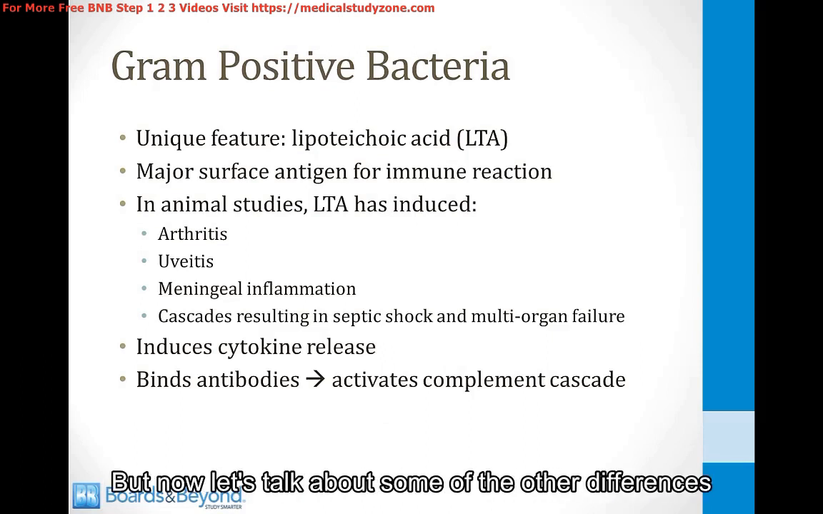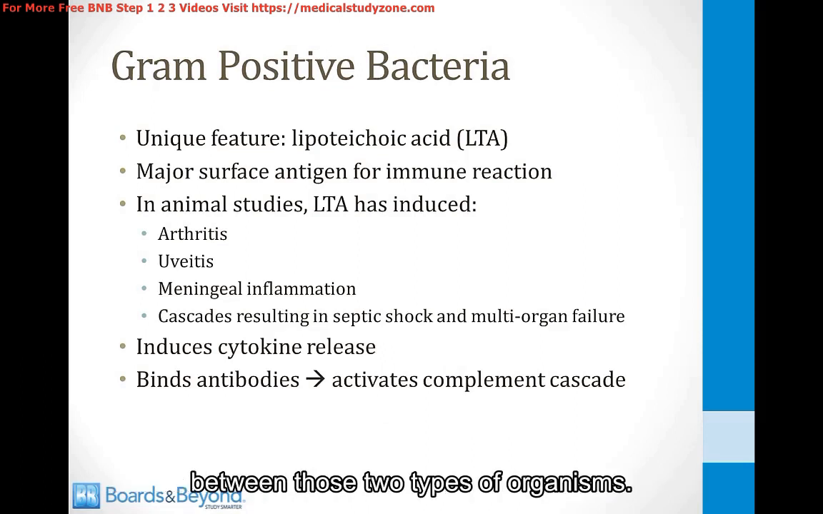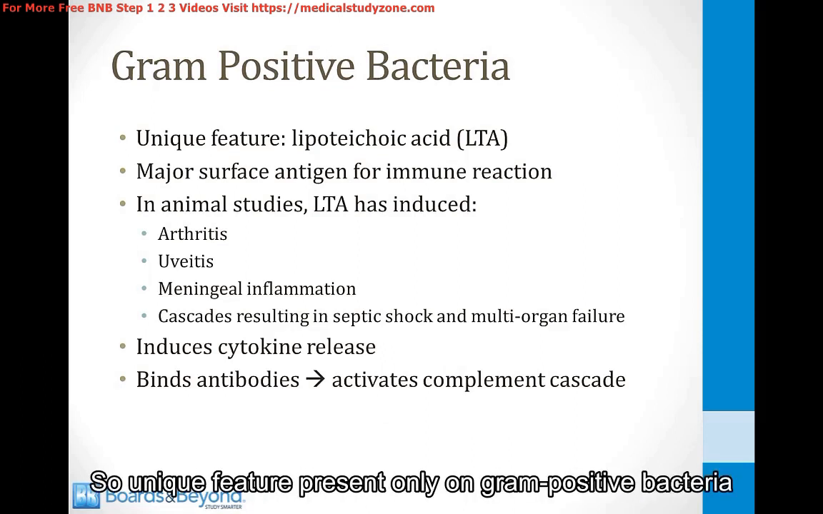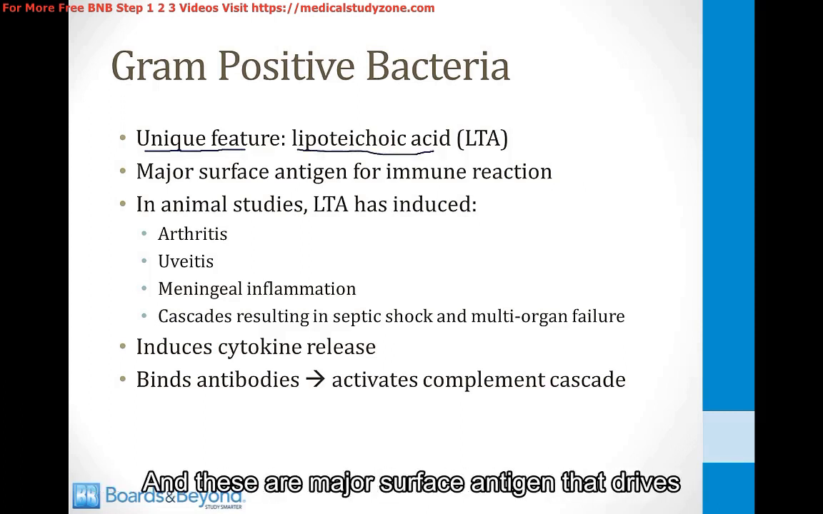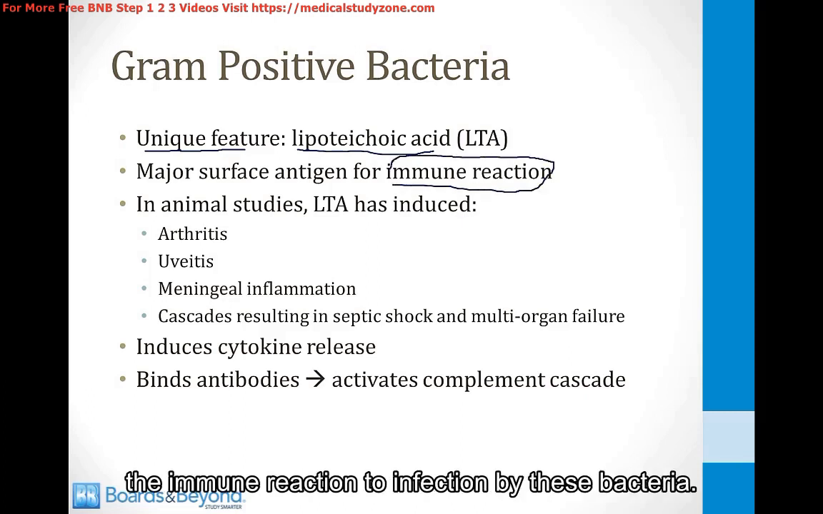We talked about how the cell walls of gram-positive and gram-negative bacteria are different, but now let's talk about some of the other differences between those two types of organisms. A unique feature present only on gram-positive bacteria are molecules called lipoteichoic acids, or LTAs. And these are a major surface antigen that drives the immune reaction to infection by these bacteria.